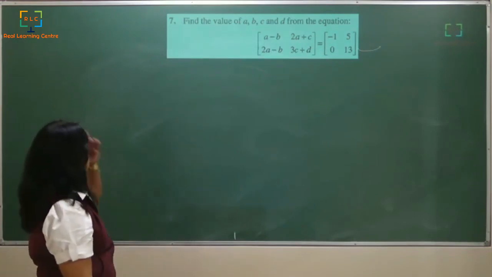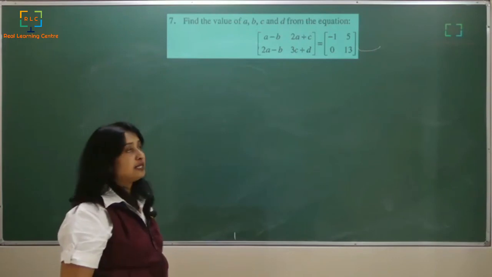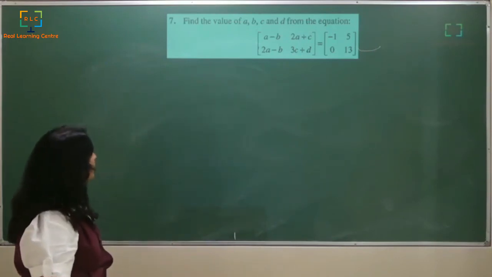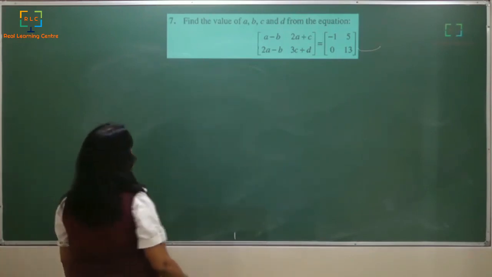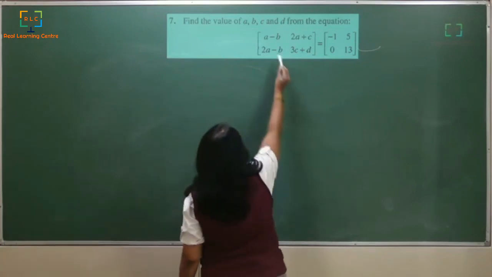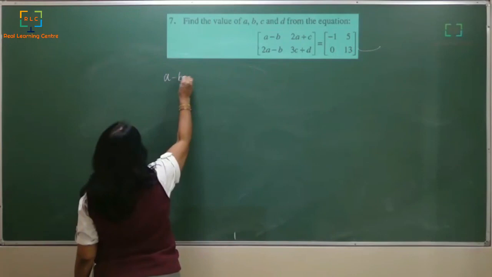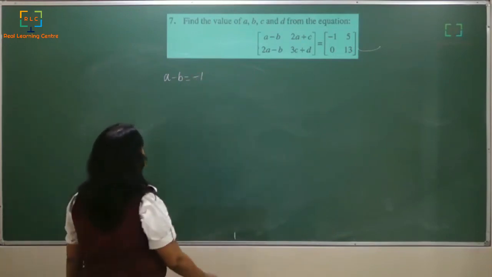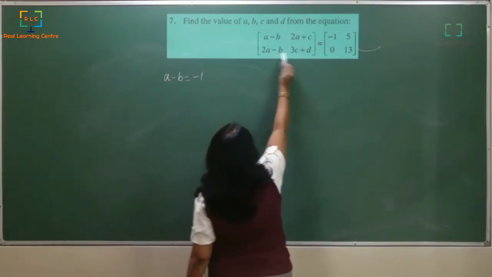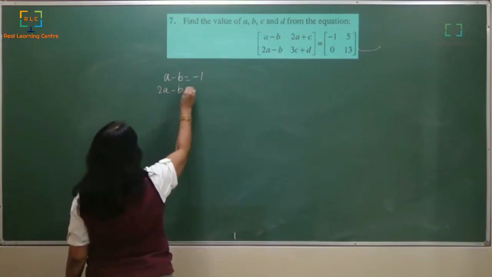Okay, here goes the next question where we have to find out the value of A, B, C, D from this equation. Again, they are a bit intricate. They have given equations so that we have to solve them simultaneously to get the values of A, B, C, D. We'll equate the corresponding elements. A minus B will be equal to minus 1. So you have A minus B is equal to minus 1. There is another equation with A and B, where the two elements are equal. That is 2A minus B is equal to 0.